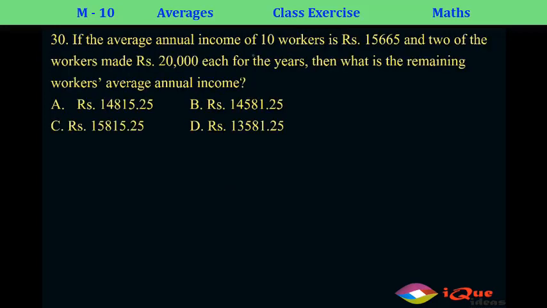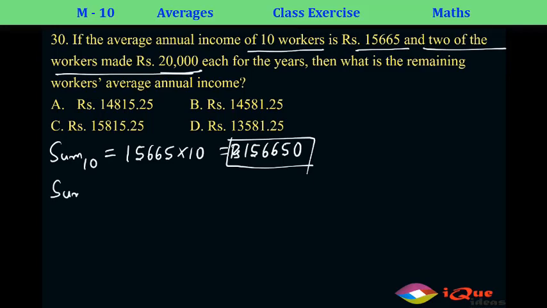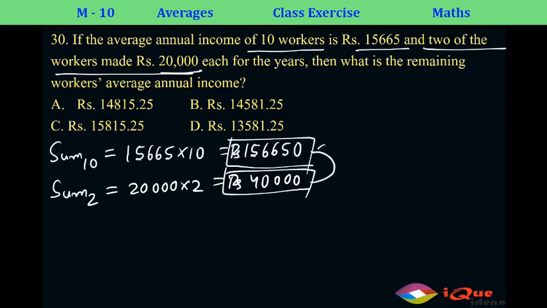Now this question says the average annual income of 10 workers is 15665. So for 10 people the average is 15665. That means the sum of those 10 people will be 15665 into 10, which is 156650 rupees. That is the total sum of those 10 people. And 2 of the workers made 20,000. So the sum of those 2 people will be 20,000 into 2, which is 40,000.